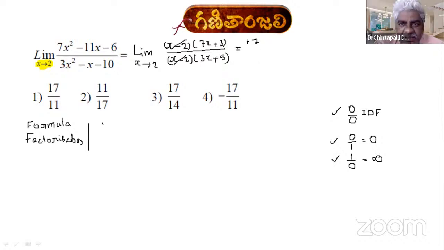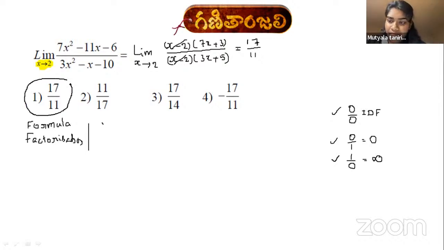17 by 11. Clearly it is not 0 by 0 form. So we can go forward. And the answer is 17 by 11 itself. Option 1. It is the one method, that is the straightforward method to solve this type of questions, right?